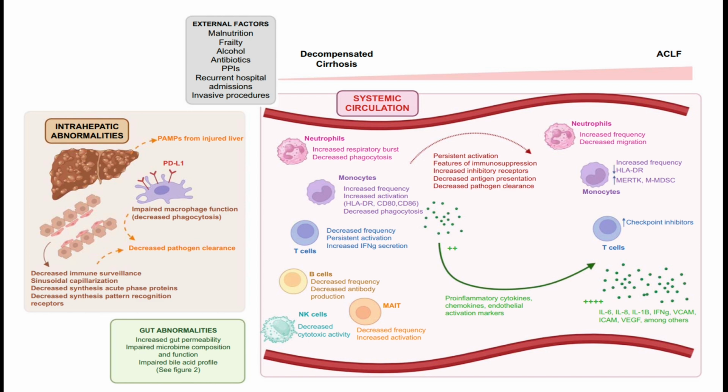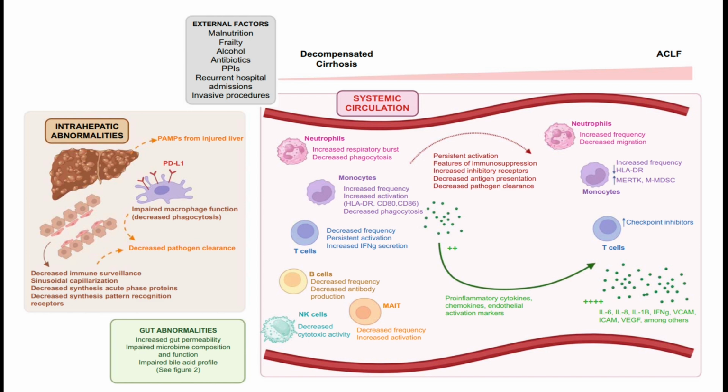2. Intrahepatic abnormalities. Architectural changes in the cirrhotic liver, such as sinusoidal capillarization, decreased production of pattern recognition receptors, and reduced synthesis of acute phase proteins, impair the liver's immune surveillance capabilities. Kupffer cells, the liver's resident macrophages, have impaired phagocytic function, reducing the liver's ability to clear pathogens. Pathogen-associated molecular patterns from injured liver cells further activate immune responses through immune cell signaling pathways like PDL1.